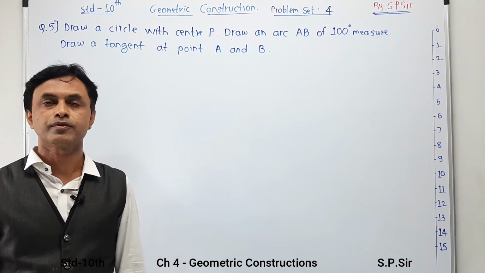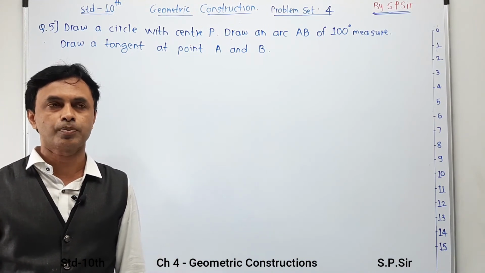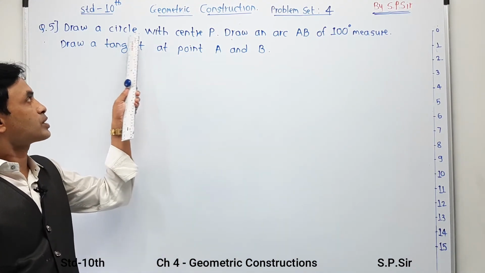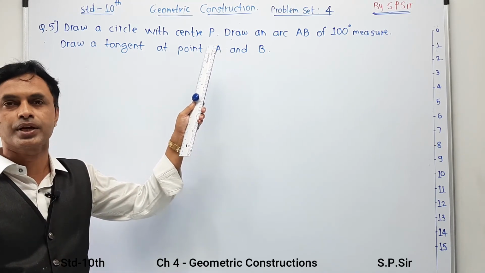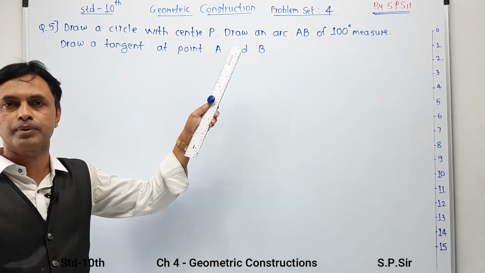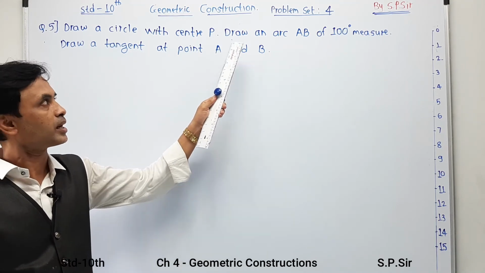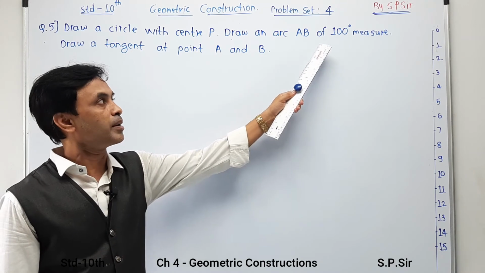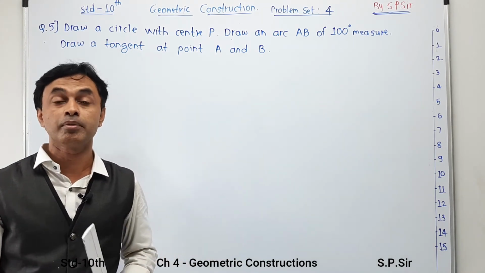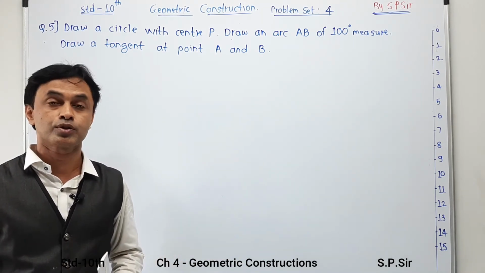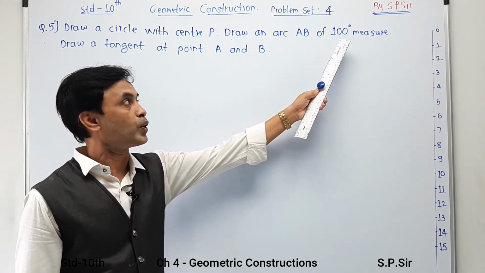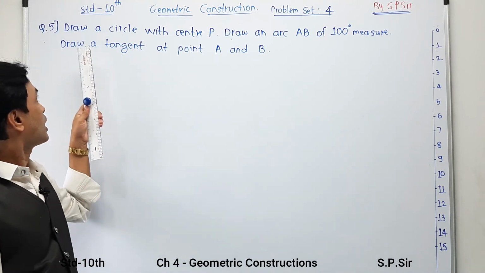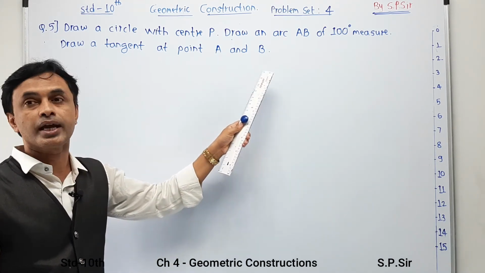Here in this case, first of all I am going to read the question. The question is: draw a circle with center P. They don't provide you any radius, meaning you can take a radius of 2, 2.5, 3, 3.5 depending upon your paper size. Draw an arc AB of 100 degree measure. Remember student, this problem is totally different, so be serious from the start. Draw an arc AB of 100 degree measure. Draw a tangent at point A and B.